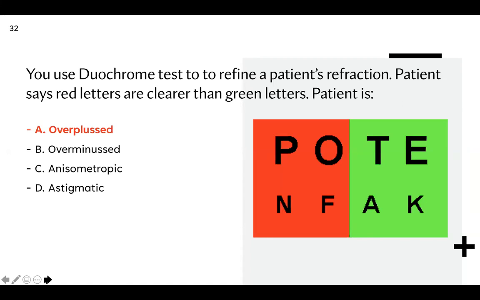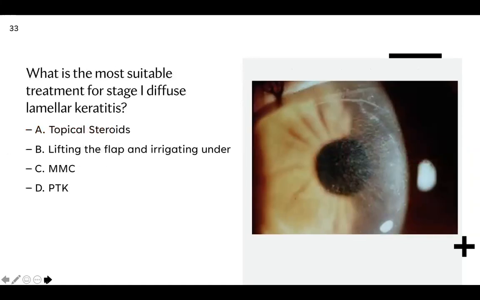Let's move ahead to question 33. What is the most suitable treatment for stage 1 diffuse lamellar keratitis, or DLK? Topical steroids, lifting the flap and irrigating under, mitomycin C, or doing a PTK? Yeah, the timer has started. What is the most suitable treatment for stage 1 DLK?